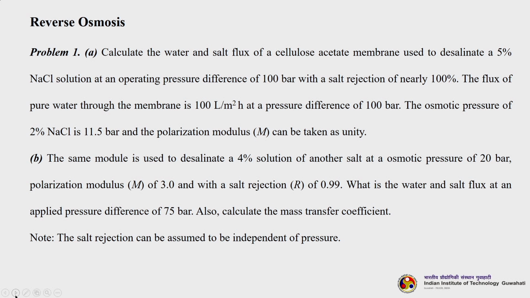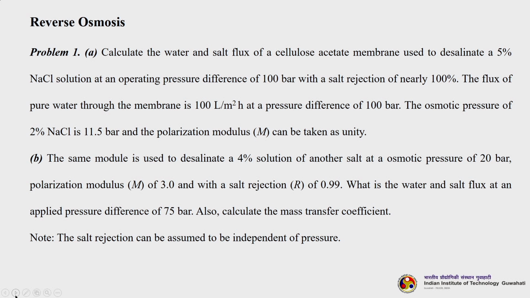Now, in the second part of the same problem, it is being asked that the same module is used to desalinate a 4% solution of another salt at an osmotic pressure of 20 bar, and polarization modulus M is given as 3 with a salt rejection of 0.99. What is the water and salt flux at an applied pressure difference of 75 bar? Also calculate the mass transfer coefficient. Note that the salt rejection can be assumed to be independent of pressure.